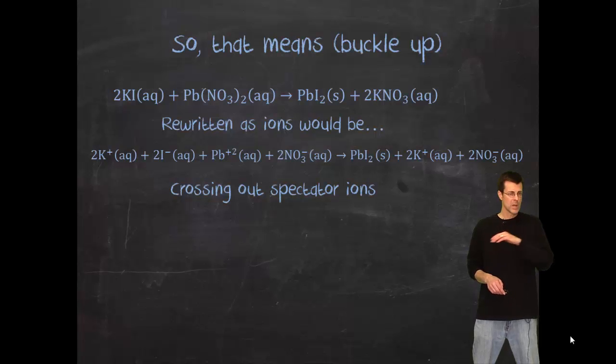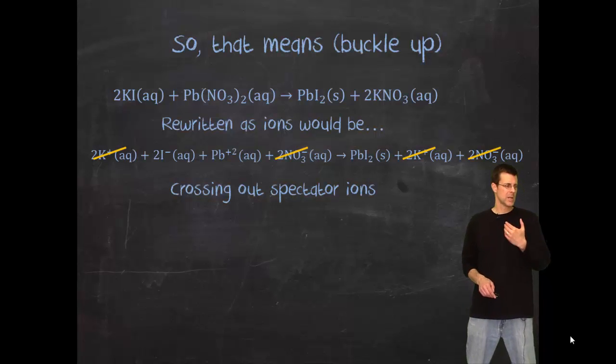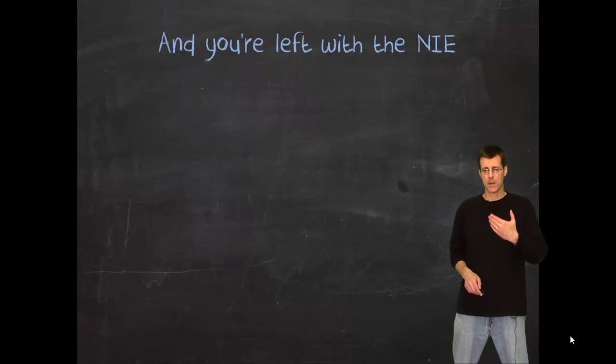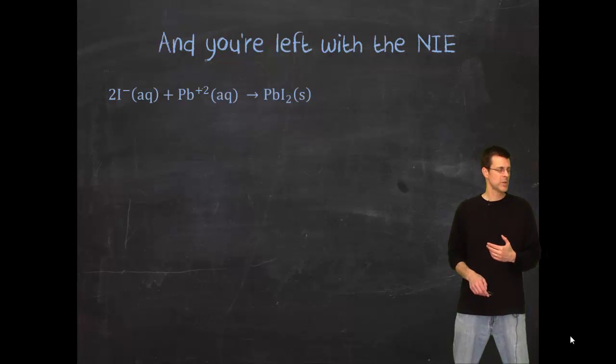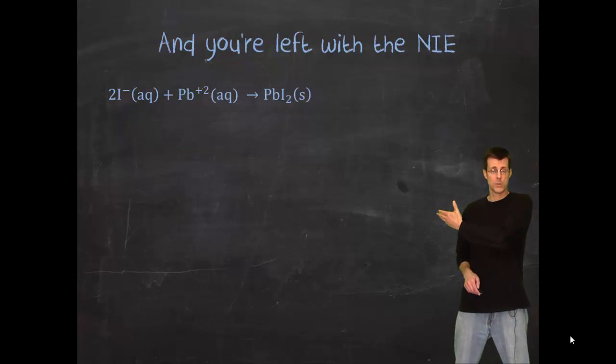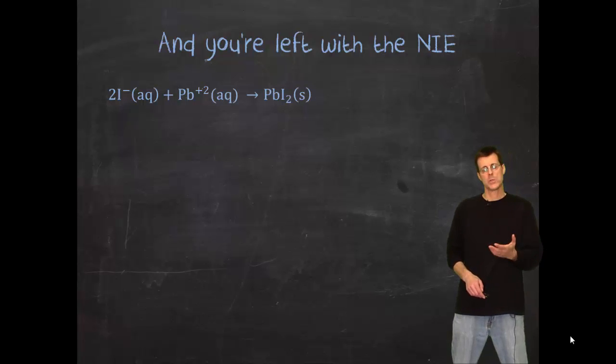So getting rid of the spectator ions, potassium ions disappear, the nitrate ions disappear, and what I'm left with is the net ionic equation, which is this. 2 ions of iodide react with a lead plus 2 ion to make lead 2 iodide as a precipitate.